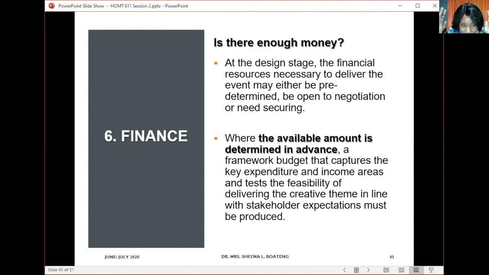Now, where the availability is determined in advance, you need to be able to develop a budget to capture all your expected income and expenditure, so that you'll be able to tell, okay, this is the amount of money I have. And then you can work within the money that you have to put up a respectable event. Because already in advance, you know how much you are getting. You know that perhaps the budget for this thing is 50,000.